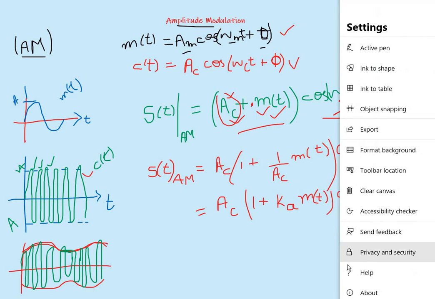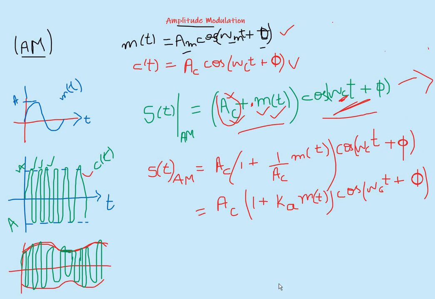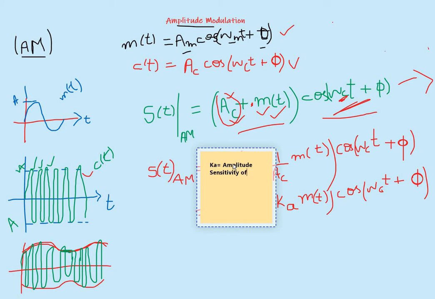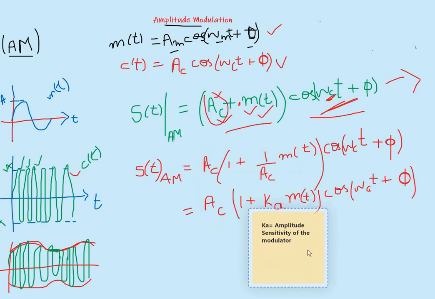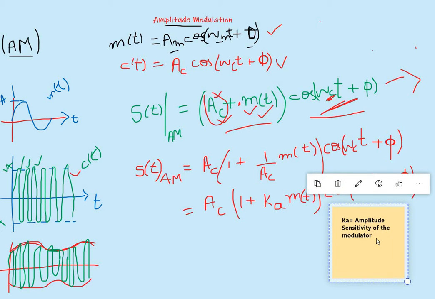Okay, this Ka is called the amplitude sensitivity of the modulator. Okay, this Ka is called the amplitude sensitivity of the modulator.